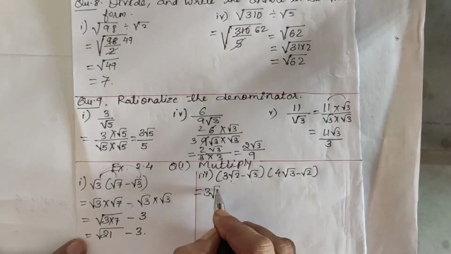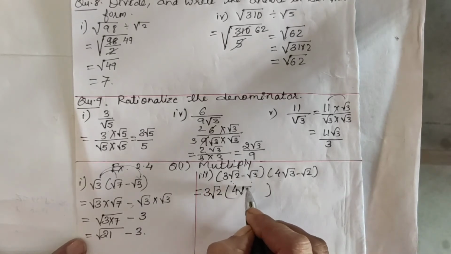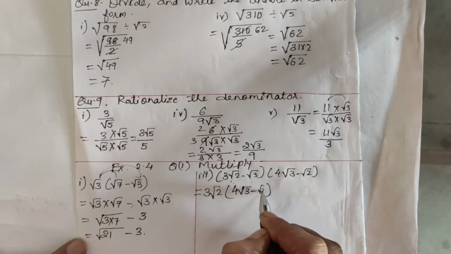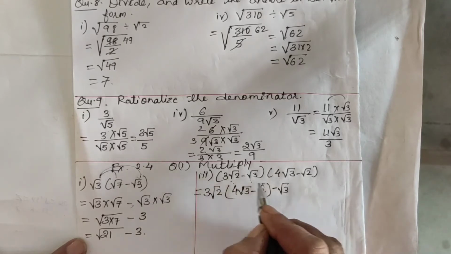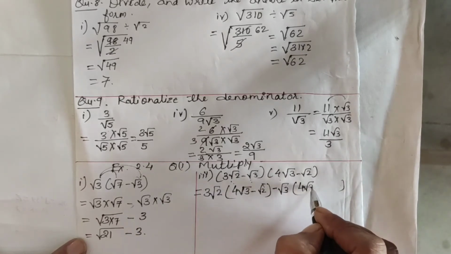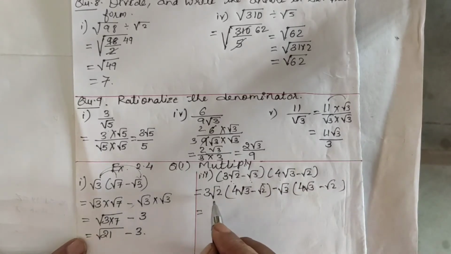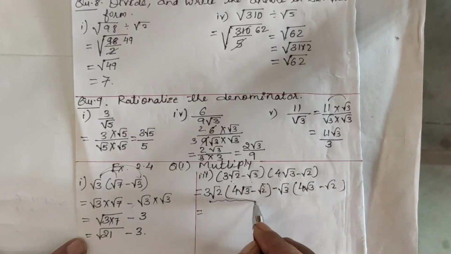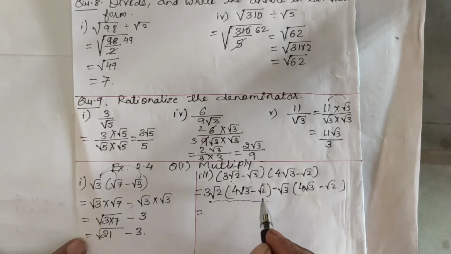So what do we write? 3 root 2 multiplied with the second bracket terms. Then again you will write minus root 3, whatever the sign is, and multiply with this 4 root 3 minus root 2. This you remember. Now again you can see this is just like the previous one. Both are the same, meaning you have to use the distributive property.